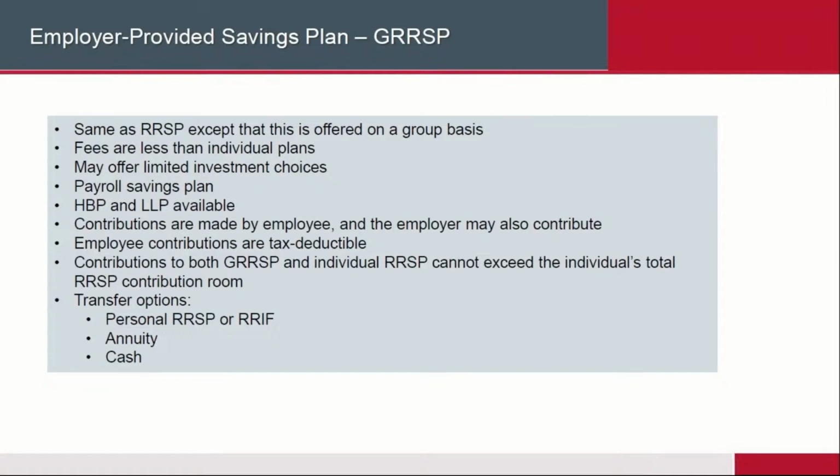Okay, contributions to both the group RSP and individual RSP cannot exceed the individual's total RSP contribution room. In other words, even though it's a group RSP, you're still subject to the 18% rule that we talked about before. So 18% of your earned income, up to the $50,000 maximum, minus your PA, minus your PSPA, plus your carry forward. Those rules still apply because it still is an individual RSP from that perspective, except that it's grouped under an employer. So you can transfer that money out then at the end.